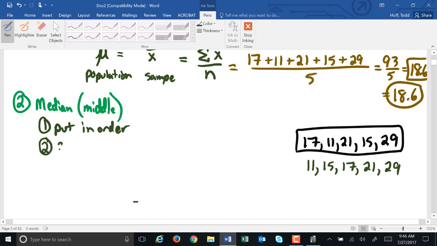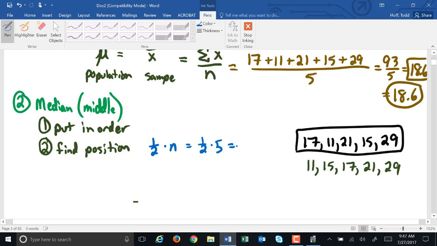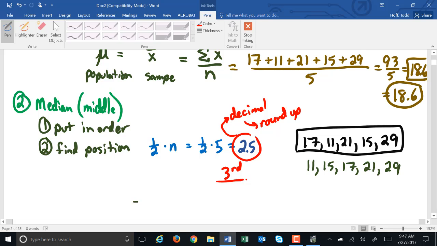Step two then is to find the position of the median. The position of the median is going to be found by taking 0.5 or 1/2 times n. Remember the 1/2, the median being in the middle, that means there's a half of the data on either side of the middle. So 1/2 times n, which in this case is going to be 1/2 times, what's n here? What's n? 5. There are 5 numbers on the list. So that's 2.5. Since that is a decimal, a 0.5, we round up. So the median will be the third number in the list.